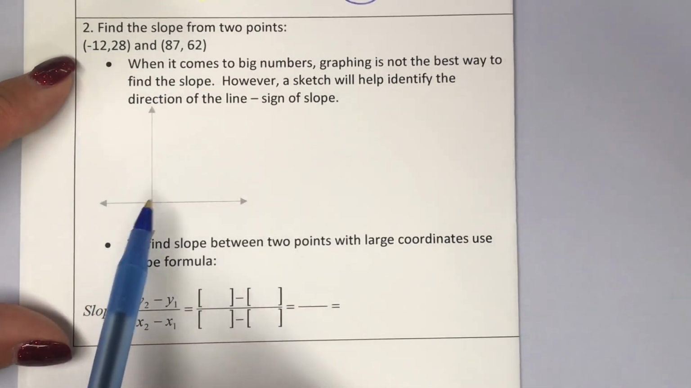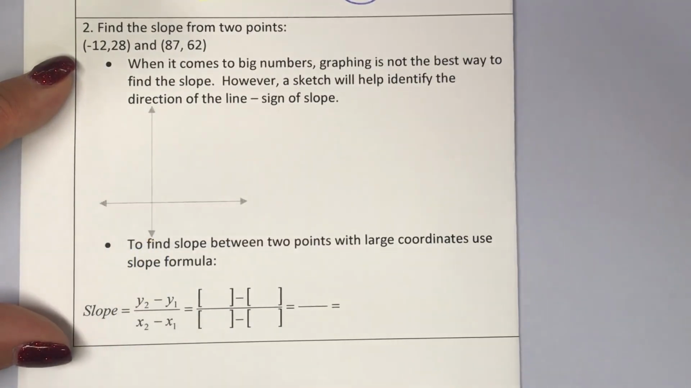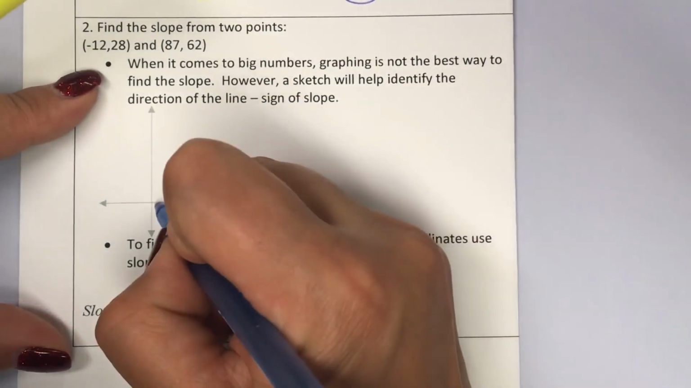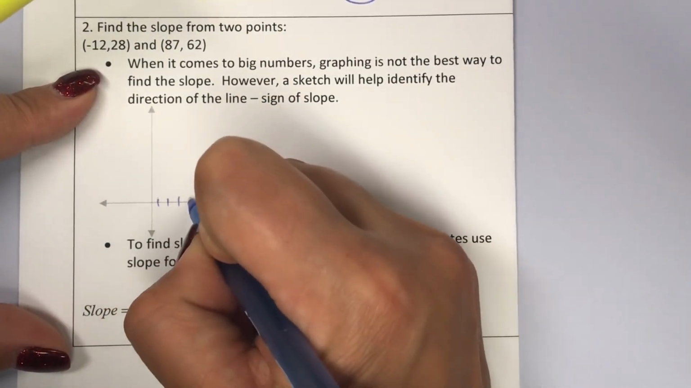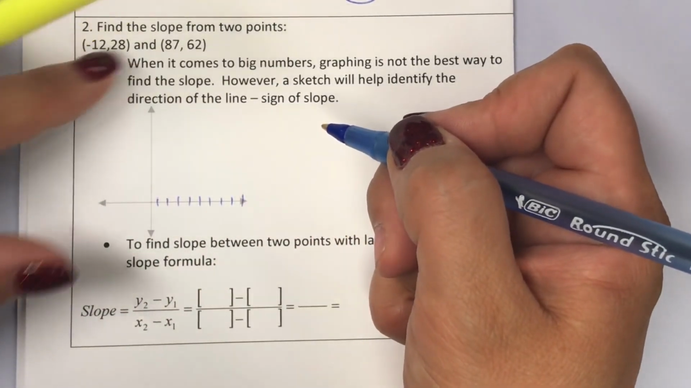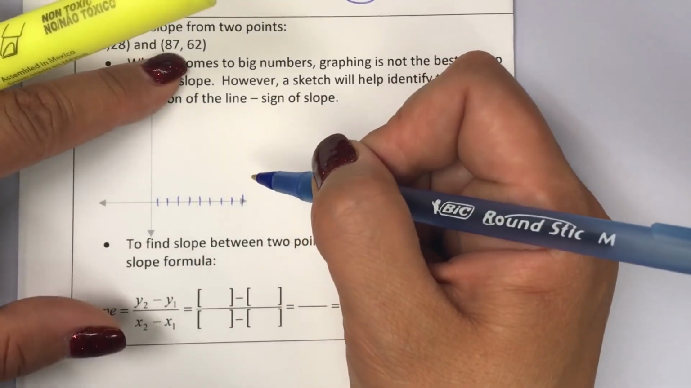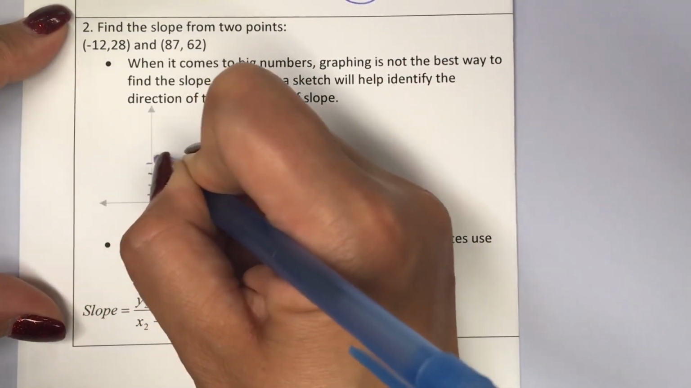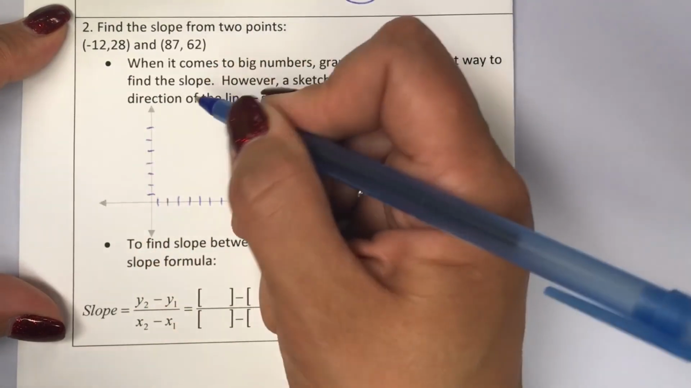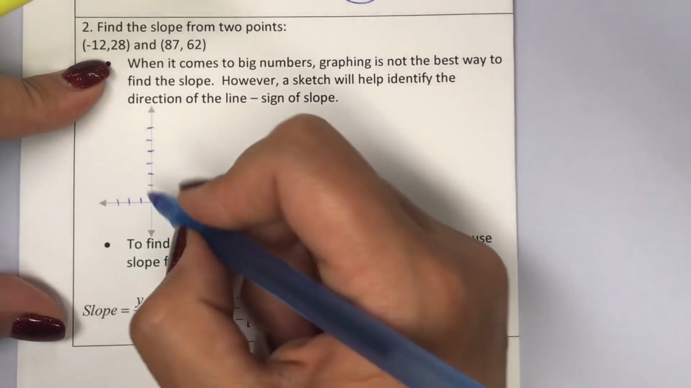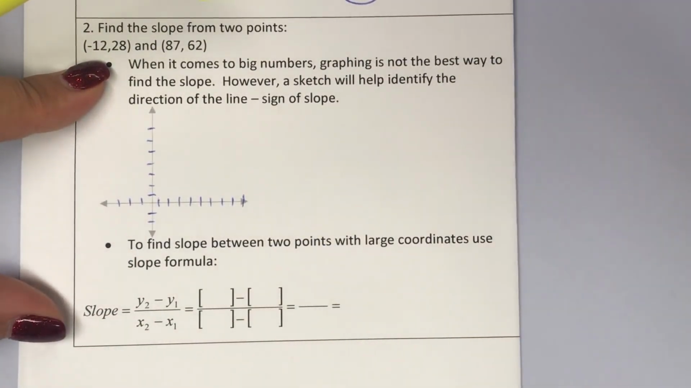So to plot the numbers on the coordinate plane, we're going to use a sketch, so an approximation. I'm going to use dashes for tens. So I'm going to go 1, 2, that would be like 10, 20, 30, 40, 50, 60, 70, 80, 90, let's say, because my x value here is 87, so I need to go up to 90 approximately. Then I'm going to go up for y, 10, 20, 30, 40, 50, 60, 70. And then for negative, negative 10, negative 20, negative 30, some kind of sketching, so a close approximation.